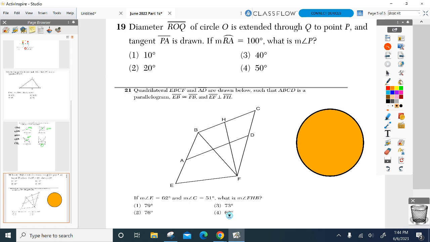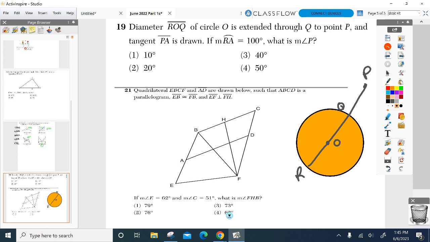Circle O. What's that telling me? Center is O. And I draw a diameter in that is ROQ. So diameter R to O to Q. And it looks like we're not going to stop at Q. We're going to keep continuing outside to a point called P. And then tangent PA is drawn.